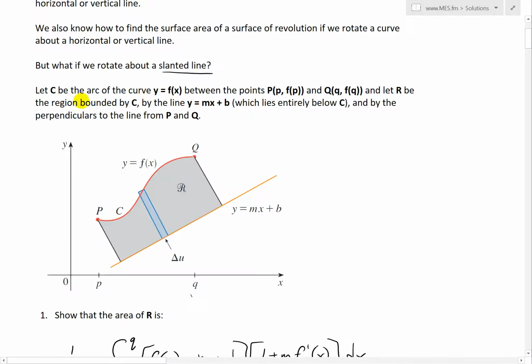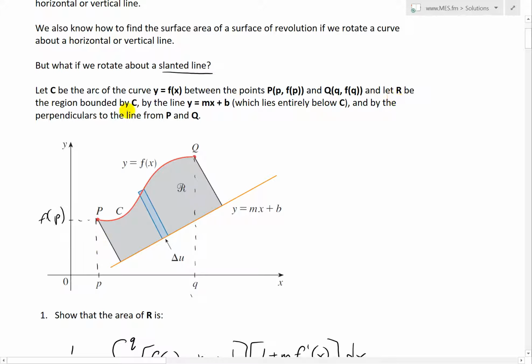Basically, let C be the arc of the curve y equals f of x. That's just C right here. This is just the curve between the points P to Q, where this is f of P, and this is f of Q over there. And so these are the points P, Q, all the way across to there and there.